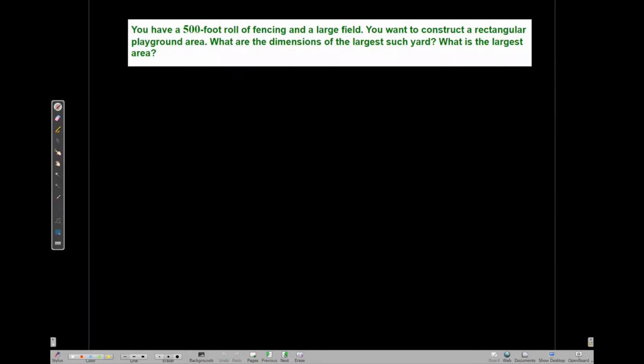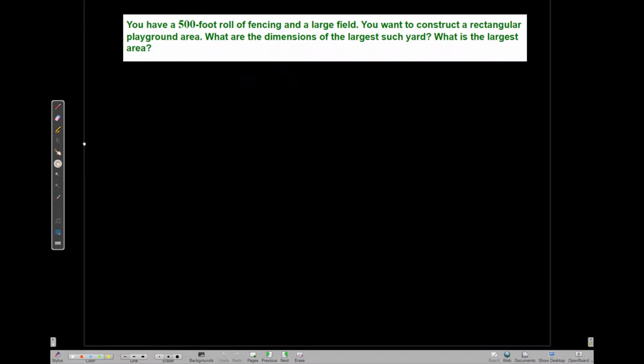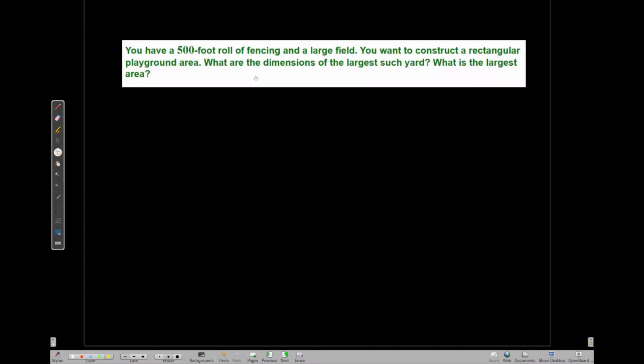Now, first one, let's say you have a 500-foot roll of fencing and a large field. You want to construct a rectangular playground area. The first thing you need to do is draw a figure. Let me draw a figure over here. Rectangular area, so maybe it looks like this. And what are the dimensions of the largest?